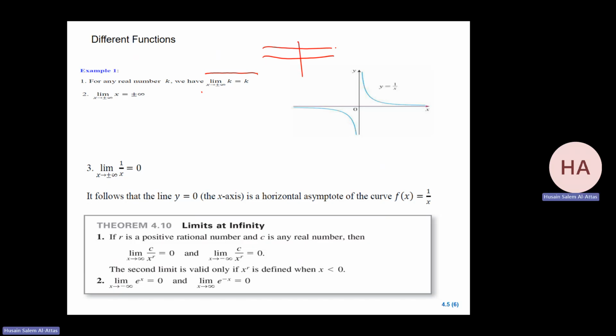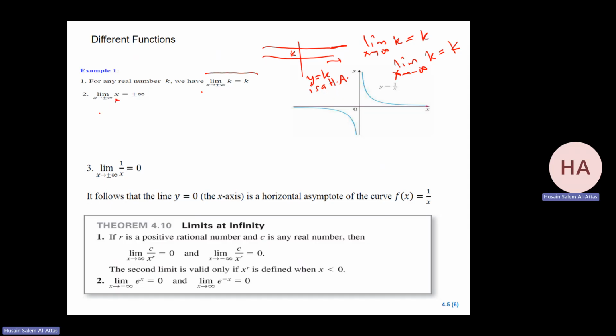If you have the constant function, where I have k, what is the limit as x goes to infinity of k? It will be k. Actually, it will be k, exactly. X goes to minus infinity. Okay, also it's k. So y equals k is a horizontal asymptote for the constant function.